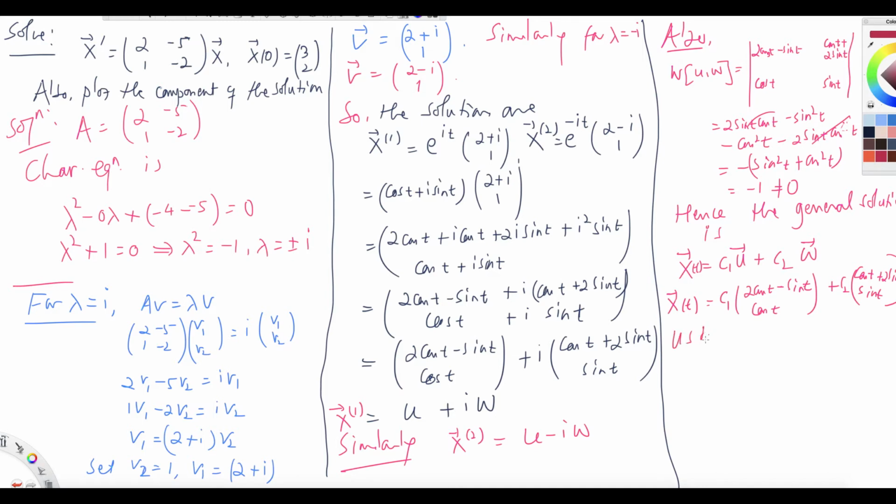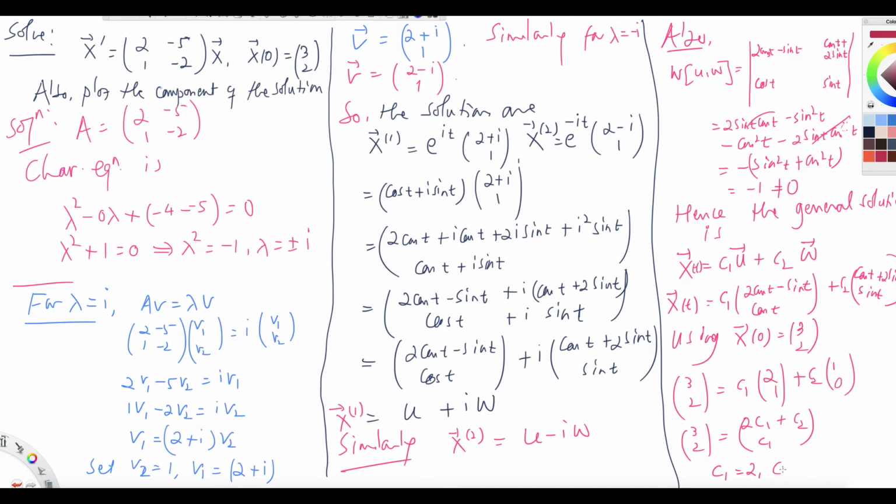Now using our initial condition, what is our initial condition? The initial condition is given as x0 equals 3, 2, right? Since it is an initial value problem and the initial condition is given, you want to find the values of c1 and c2. What do you get? You get 3, 2 equals c1 times, if you plug in t equals 0, you get 2 and then 1, plus c2 times, if you plug in, you will get 1 and then 0. See that? So if you simplify that, you get 3, 2 equals 2c1 plus c2, and c1 plus c2 is just 0. Now if you solve this, you'll get c1 equals 2. What do you get for c2? If you put c1 equals 2, you'll get 3 equals 4 plus c2, and c2 will be negative 1.